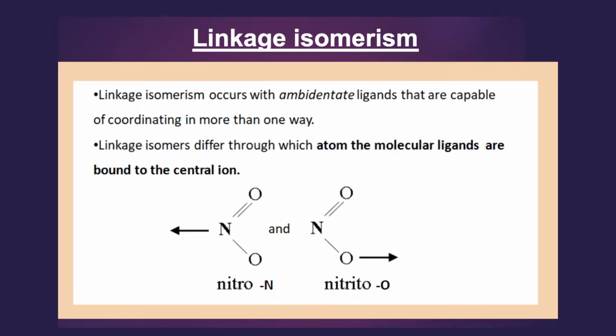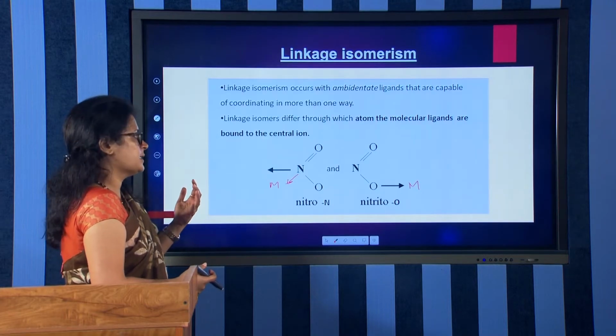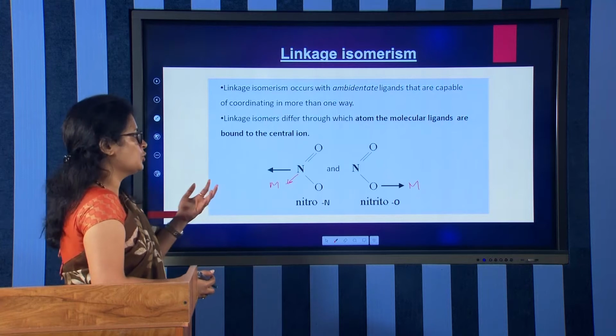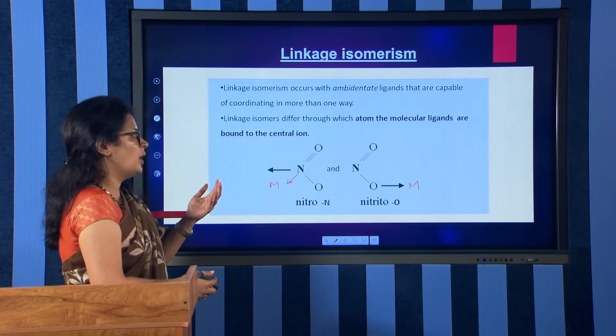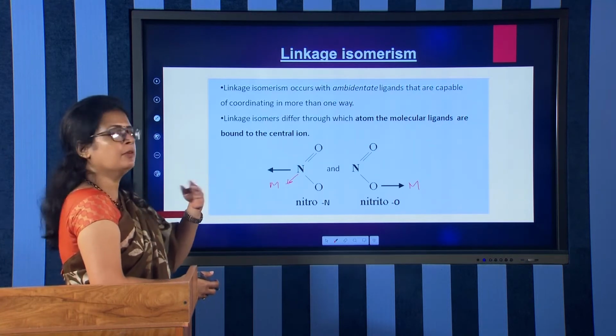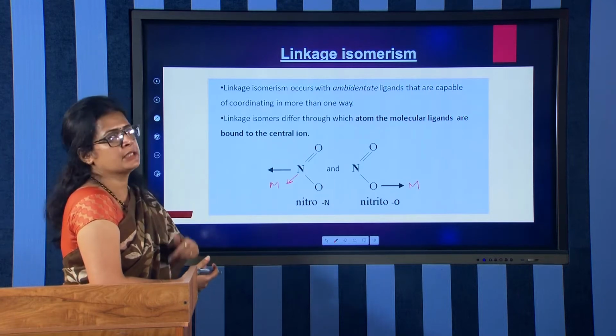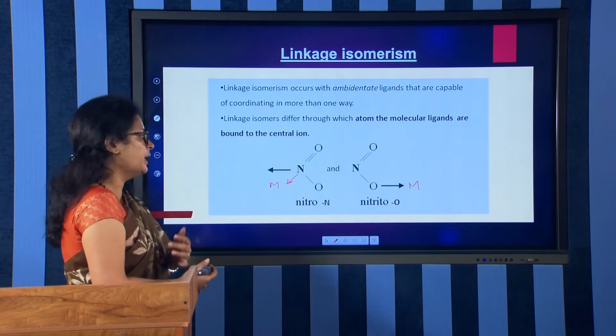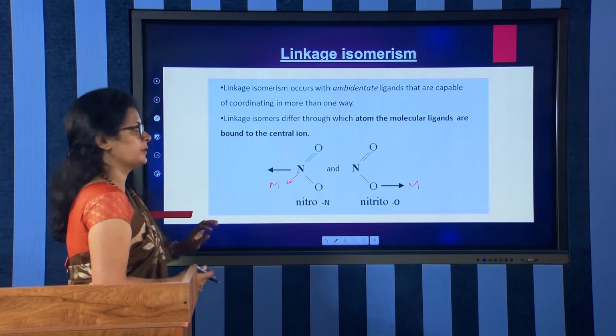And linkage isomers differ in which atom the ambidentate ligand is bound to the central ion. If the ligand is attached to the central metal atom through nitrogen, it is nitro, and in another complex, oxygen will be acting as the donor atom, and it will be nitrito. Both are different.